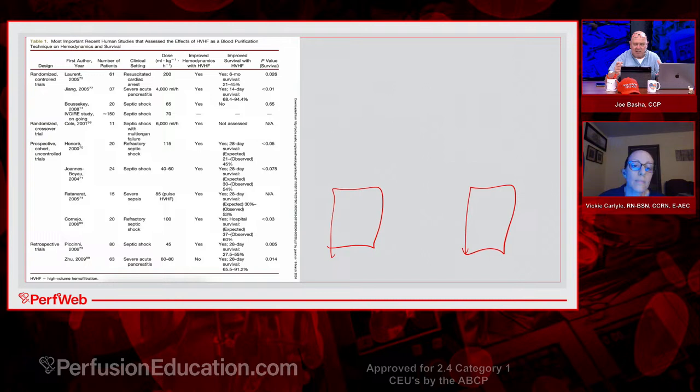That sound about right to you? Yes. Thank you. Okay. And the dose that you gave there wasn't even hitting the minimum dosage requirements from KDIGO or whatnot.